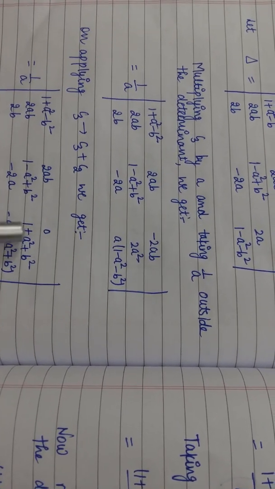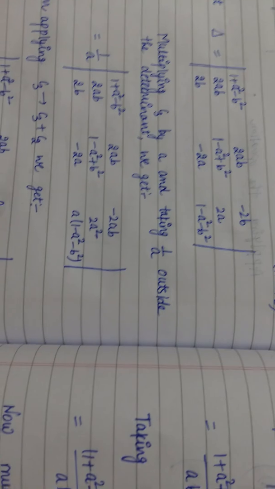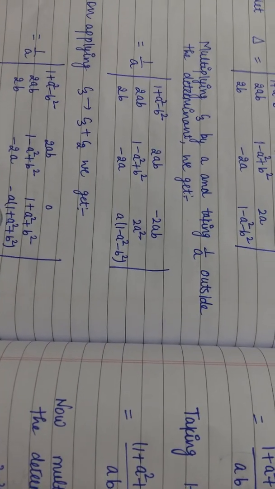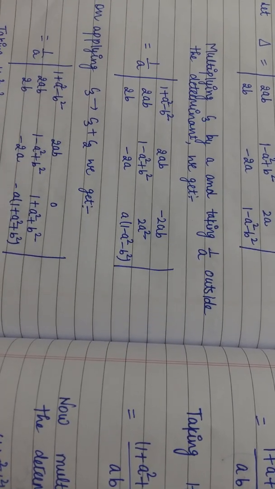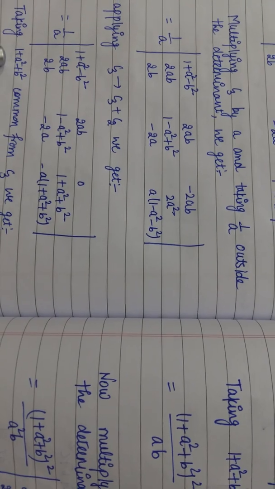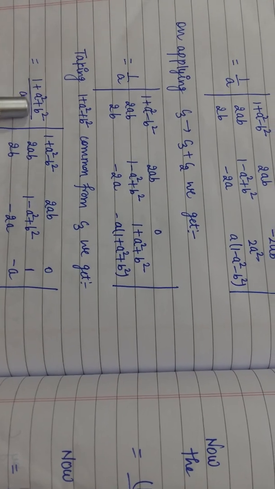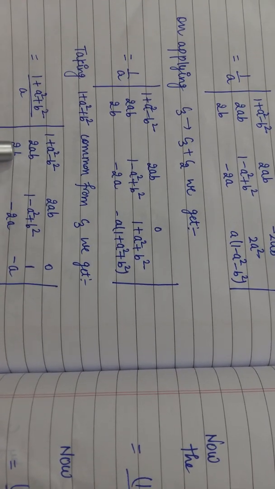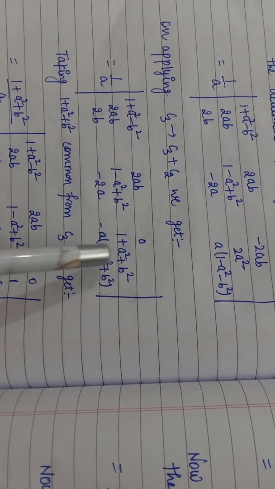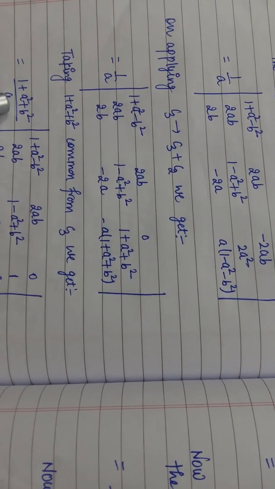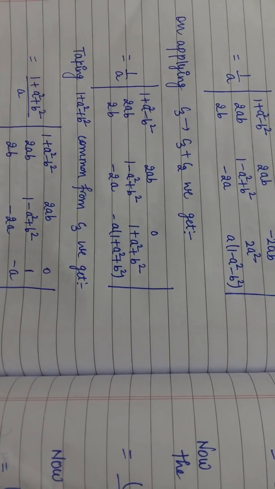You can obtain these values by simple calculations. You have to add each entry of the third column to the corresponding entry of the second column, and then it can be easily seen that we can take 1 plus a square plus b square common from the third column. Taking it common, we get (1 plus a square plus b square) by a outside, and the entries of the third column become 0, 1, minus a.